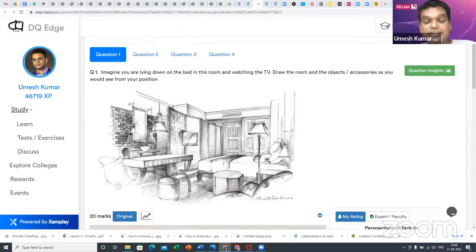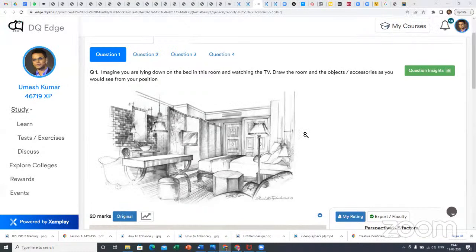So the question is that imagine that you are lying down on this bed and you are looking at the TV. So how does this particular room look like? Now, many people, what I've seen, I've seen some of the sketches, what they have done is they have created their own room. They have completely ignored this image. There is no reference of any of this furniture in the room that they have drawn. That's a blunder.